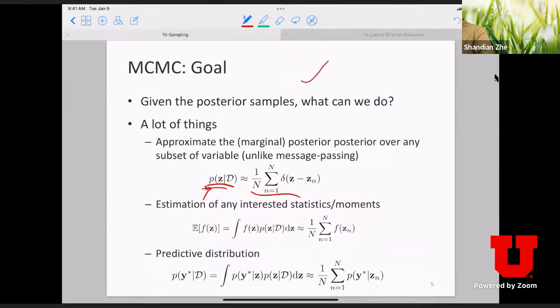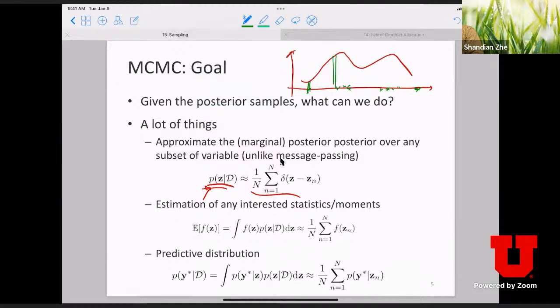That means if this is your true posterior density, we don't compute any curve to approximate this guy, right? Instead, suppose we are able to collect a bunch of posterior samples for that. We can recover this curve by using some histogram. Right? It's a very commonly used approach.